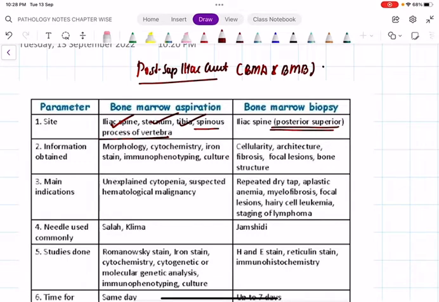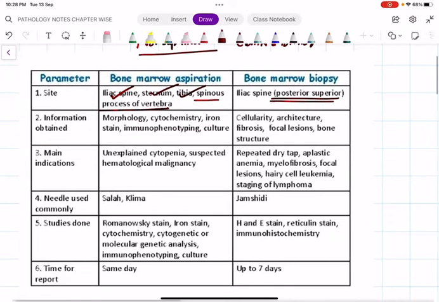Bone marrow aspiration and biopsy, they will ask in your practical. In aspiration, what all can we do? We can understand the morphology of the cells. We can do cytochemistry, immunohistochemistry, we can do culture, and we can do iron staining. So imagine aspiration is like a fluid; in fluid, we can do all these things. Whereas biopsy is like a solid. Solid means, remember, cellularity, architecture, fibrosis, bone structure, everything.